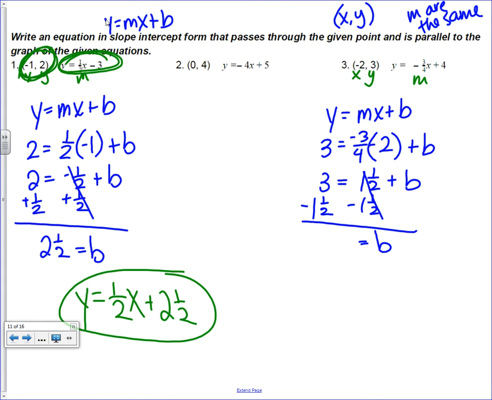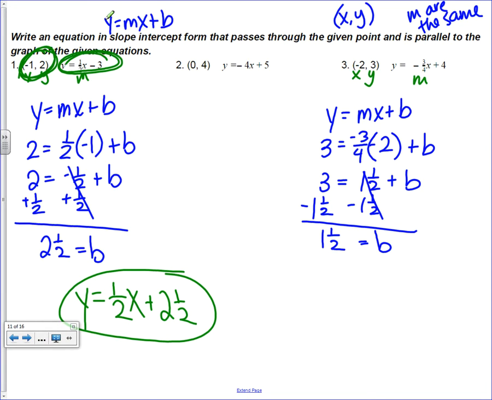Three minus 1 1/2? Okay, clear it out. It is 3 minus 1 1/2. Should be 1 1/2. Should be 1 1/2. Yep. All right, so what's the final answer?